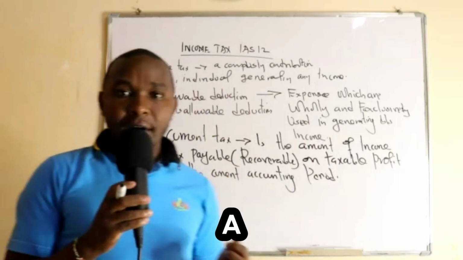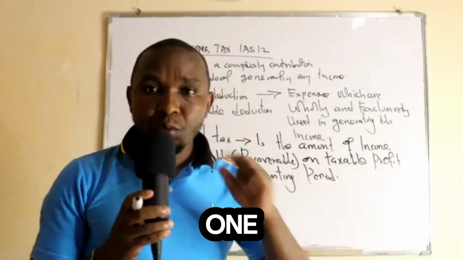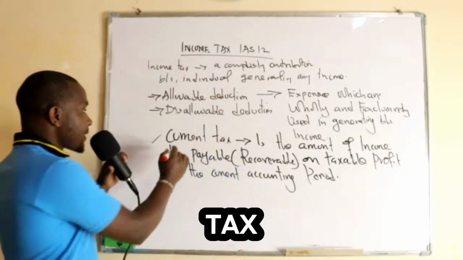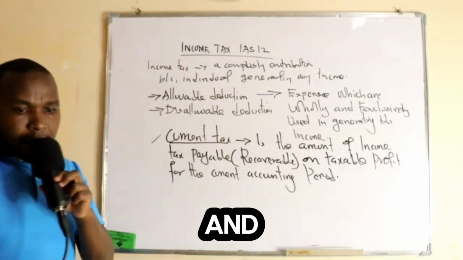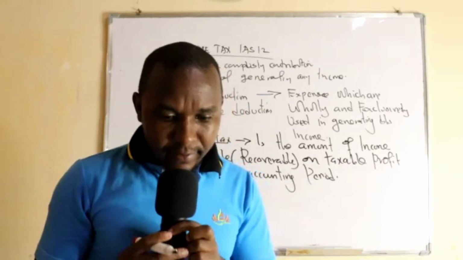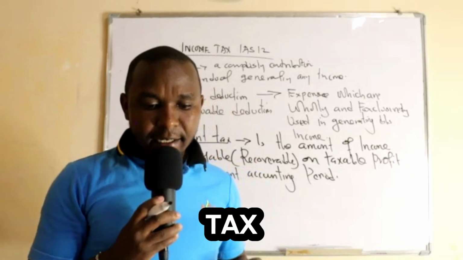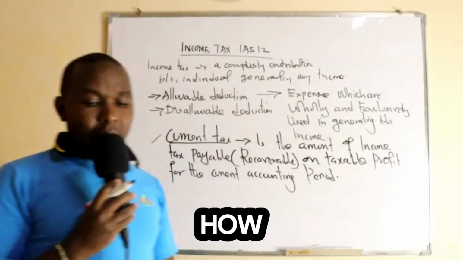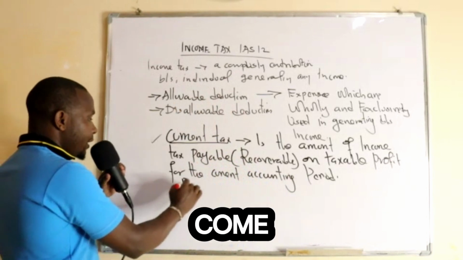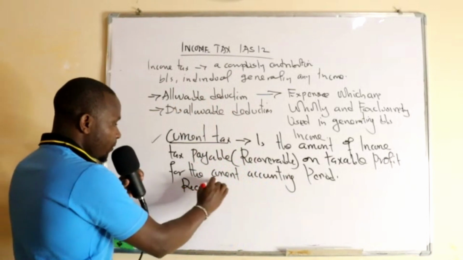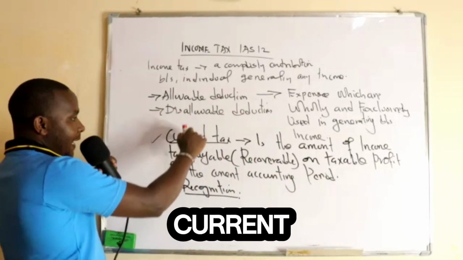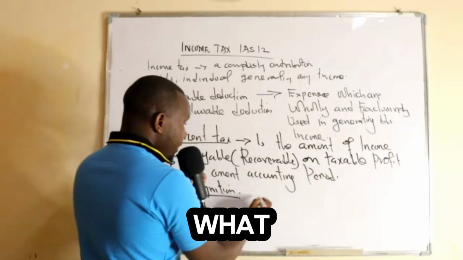So if you have 1 million to pay for that one financial year, we call it the current tax. And then, how do we recognize this current tax? When it comes to the recognition of this current tax, because it is there for the current period, then you will have to do what?